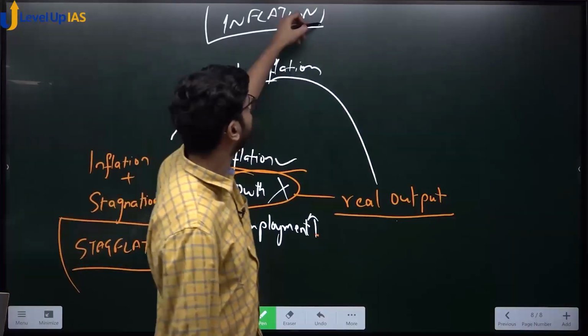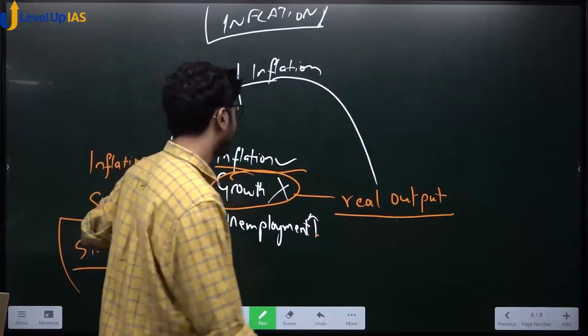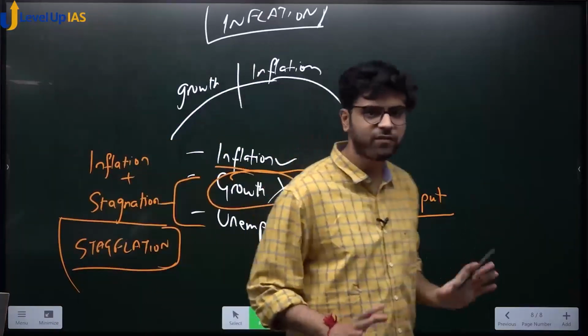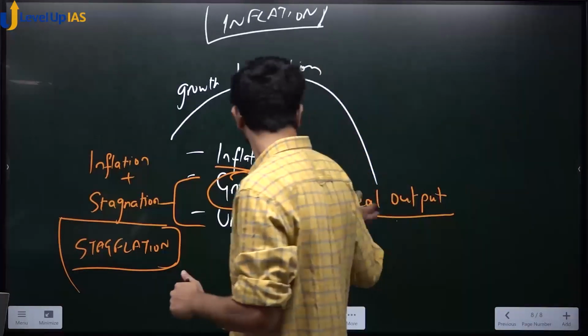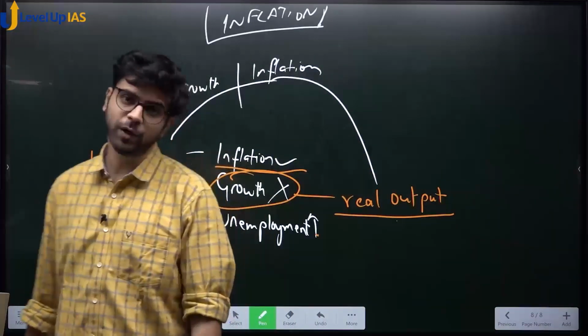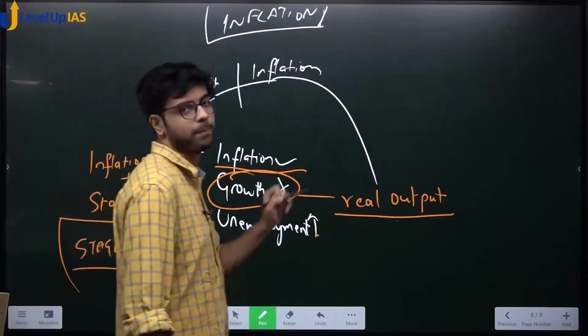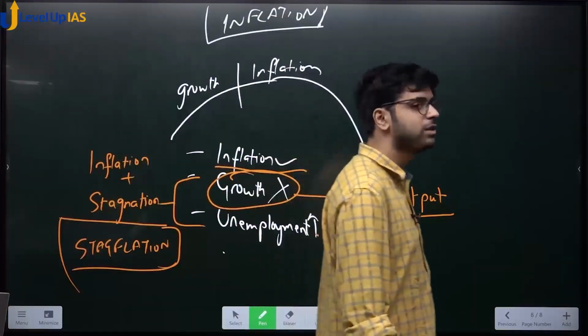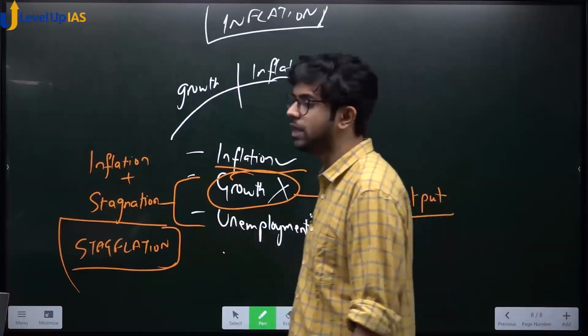I told you one of the most complicated concepts of inflation, which is stagflation. Do you understand why stagflation happened? Did you understand what is the reason for stagflation? Because there is no real output growth and there is no employment growth. Unemployment remains high, growth does not happen, but inflation goes up. Now why does inflation go up? That we are going to see here. And inflation goes up, and that is why we call it stagflation.